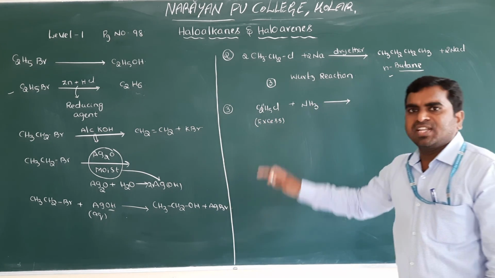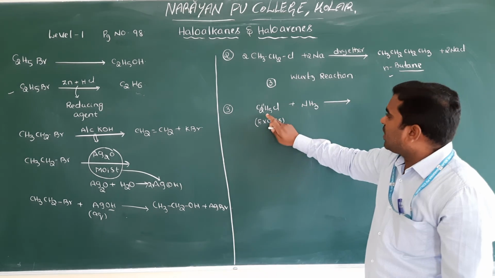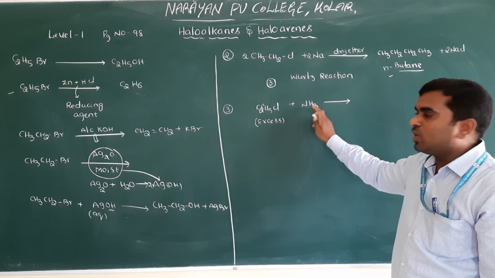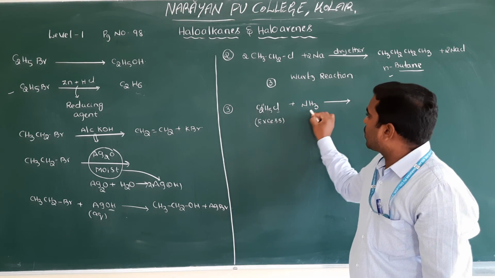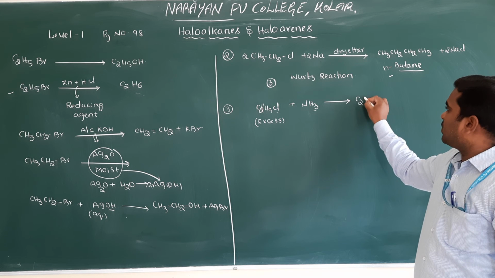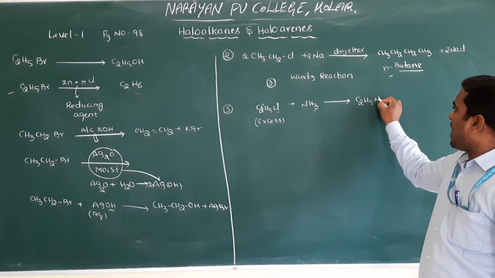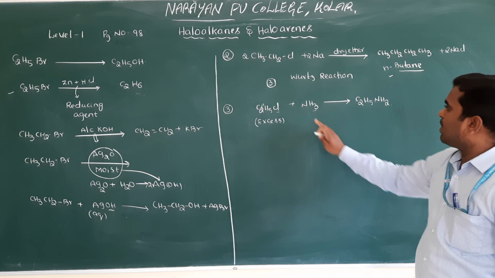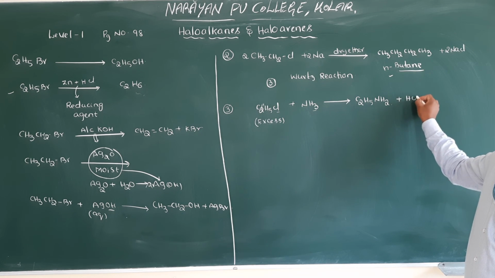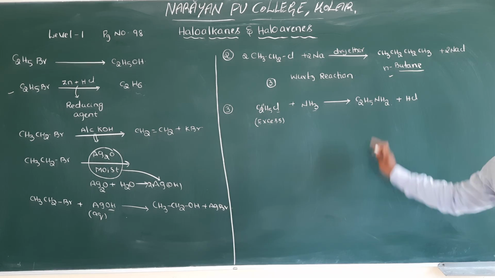We have already discussed this in the PU part. Whenever ethyl chloride is treated with ammonia, what is the product you will get? You will get the primary amine. 1 chlorine and 1 H will be removed as HCl. Then what product will you get? C2H5NH2. Clear? 1 H here and 1 Cl will be removed as HCl. This is the product.